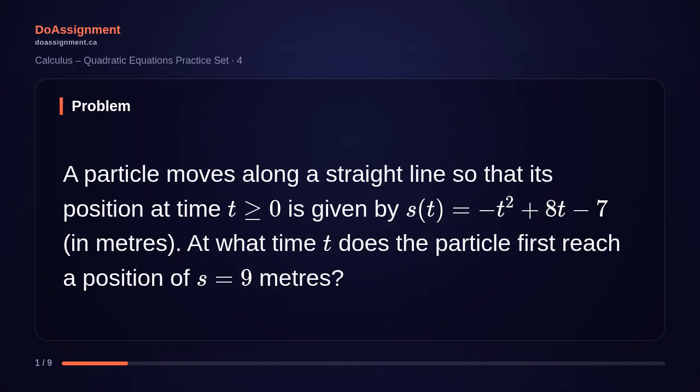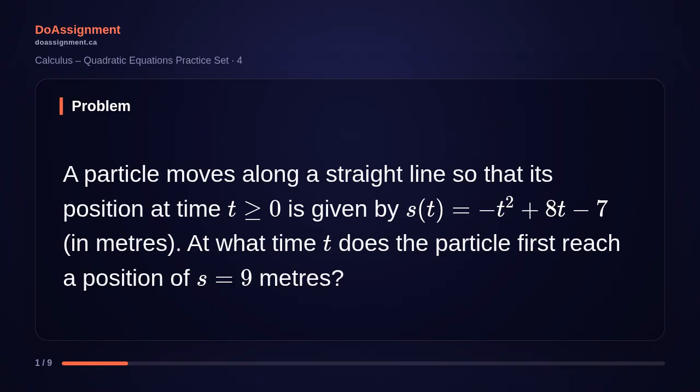A particle moves along a straight line so that its position at time t ≥ 0 is given by s(t) = −t² + 8t − 7, in meters. At what time t does the particle first reach a position of s = 9 meters?